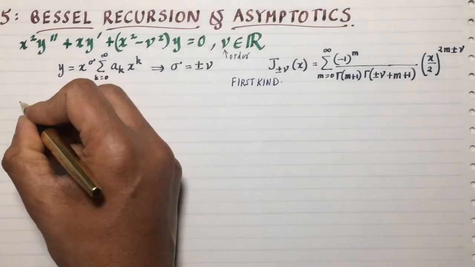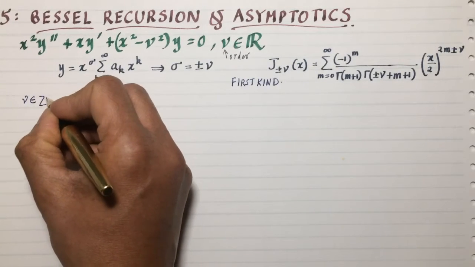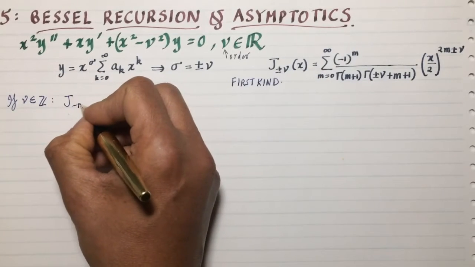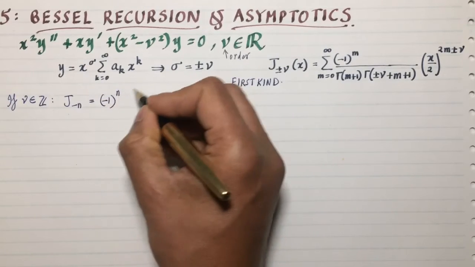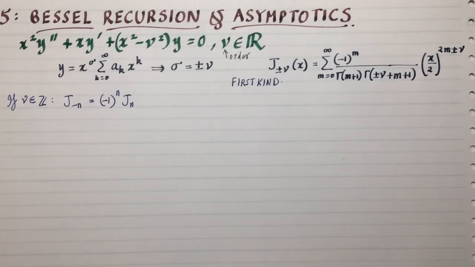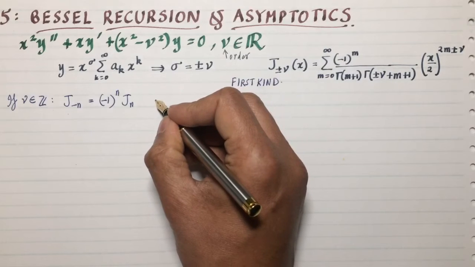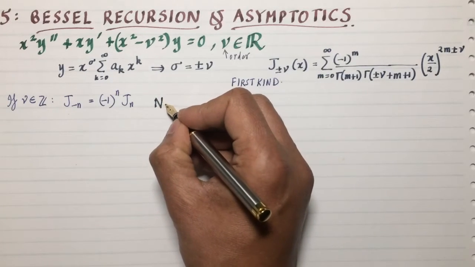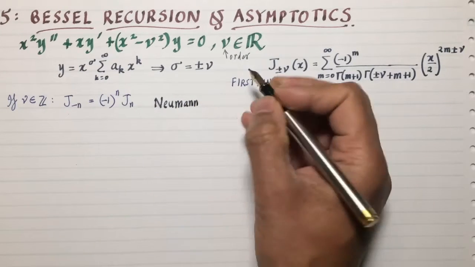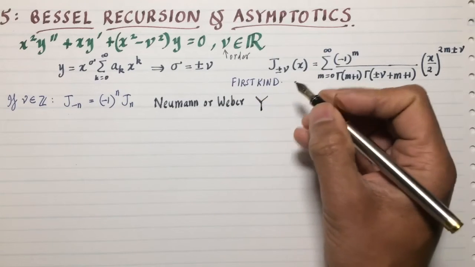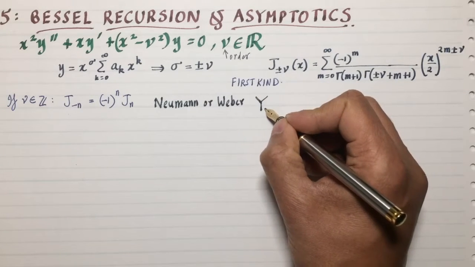If nu is an integer, then you can show that these solutions are not independent. In fact, you can show that J minus n is equal to negative 1 to the power n J n. Well, there goes your second linearly independent solution. You can no longer have it. Well, the solution in that case is given by what's called the Bessel functions of the second kind, or more popularly called the Neumann or Weber solutions. And they're given either as N or Y. I think Y is by far the more common way of writing it.